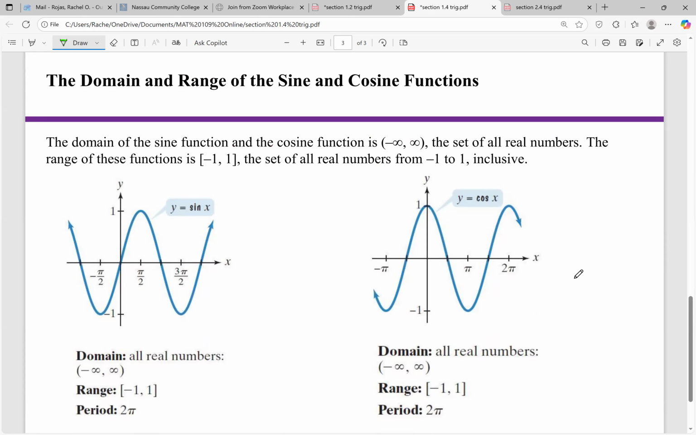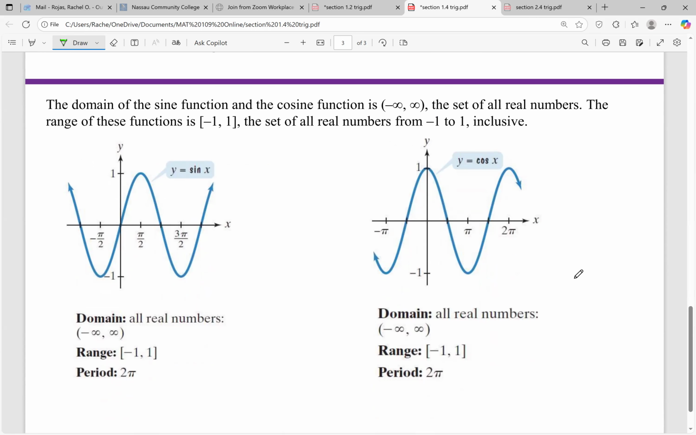So let's look on the left. On the left, we have the sine function. So let's just say y equals sine x. And normally when we're working with a function, the input is x, the output is y, right?